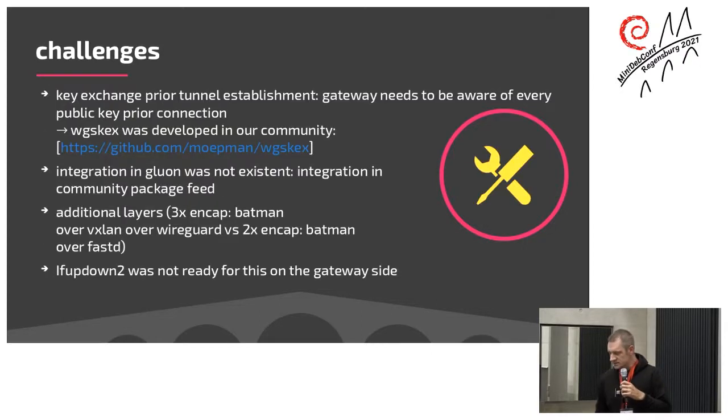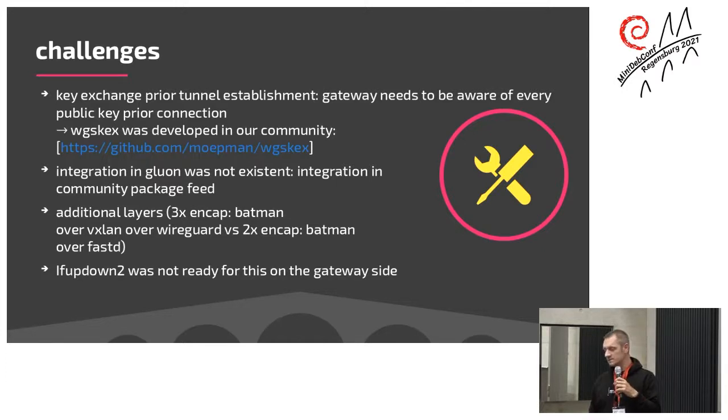The main challenge: since FastD is quite promiscuous and accepts any connection with any public key, WireGuard is different here. It needs to know the public key of each peer that wants to connect. So we needed to create something to make the gateways aware of those peer keys. Our community has developed a daemon for it. It's called WGS-Kex, and it's available on GitHub.